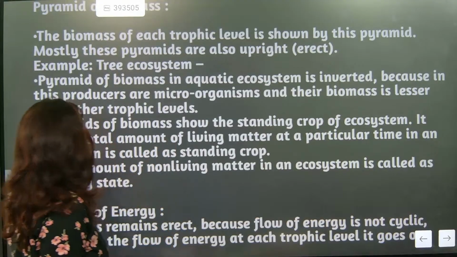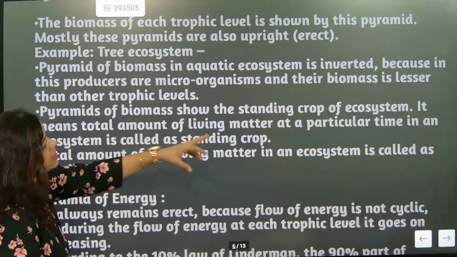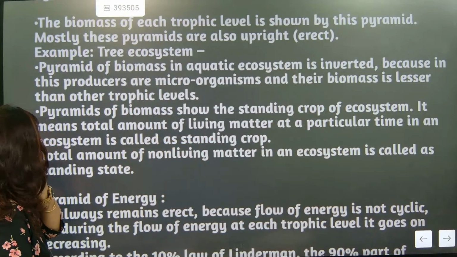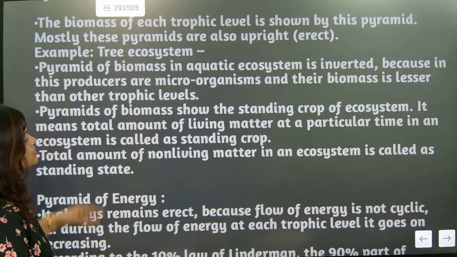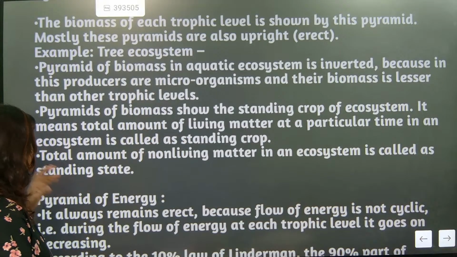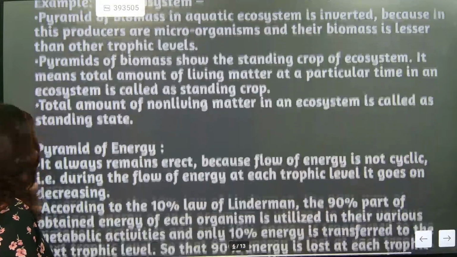Okay. The pyramid of biomass shows the standing crops of an ecosystem, meaning the total amount of living matter at a particular time in an ecosystem is called standing crops. So these questions they will not ask, we will not do this.